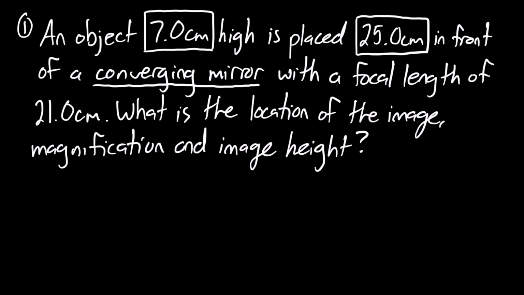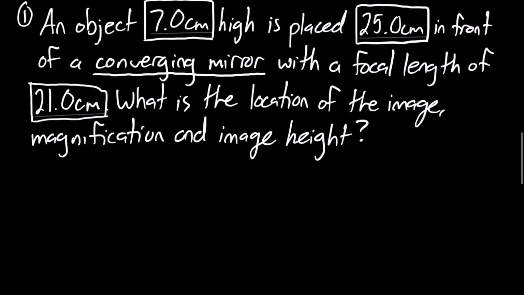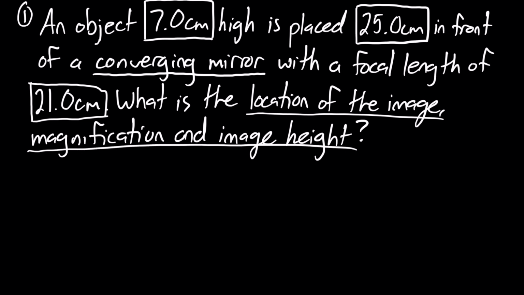So the type of mirror is also quite important. Make sure to take note of that. And finally, the focal length is 21 centimeters. We should also square that off as well, because that's relatively important. Okay, so we have 3 values and the type of mirror. We can work with this to answer these 3 questions here. So we need the location of the image, the magnification, and the image height.